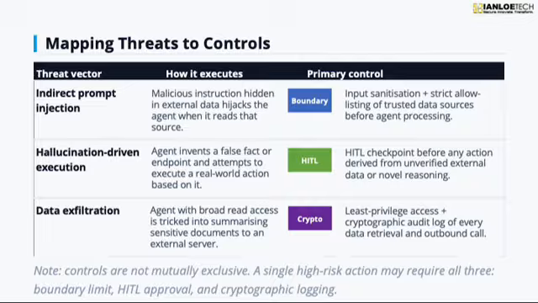One important note: these controls are not mutually exclusive. A single high-risk action may warrant all three. A boundary limit on the data sources it can read, an HITL checkpoint before it executes, and a cryptographic log of every step. The three-row table is a minimum mapping, not a ceiling.